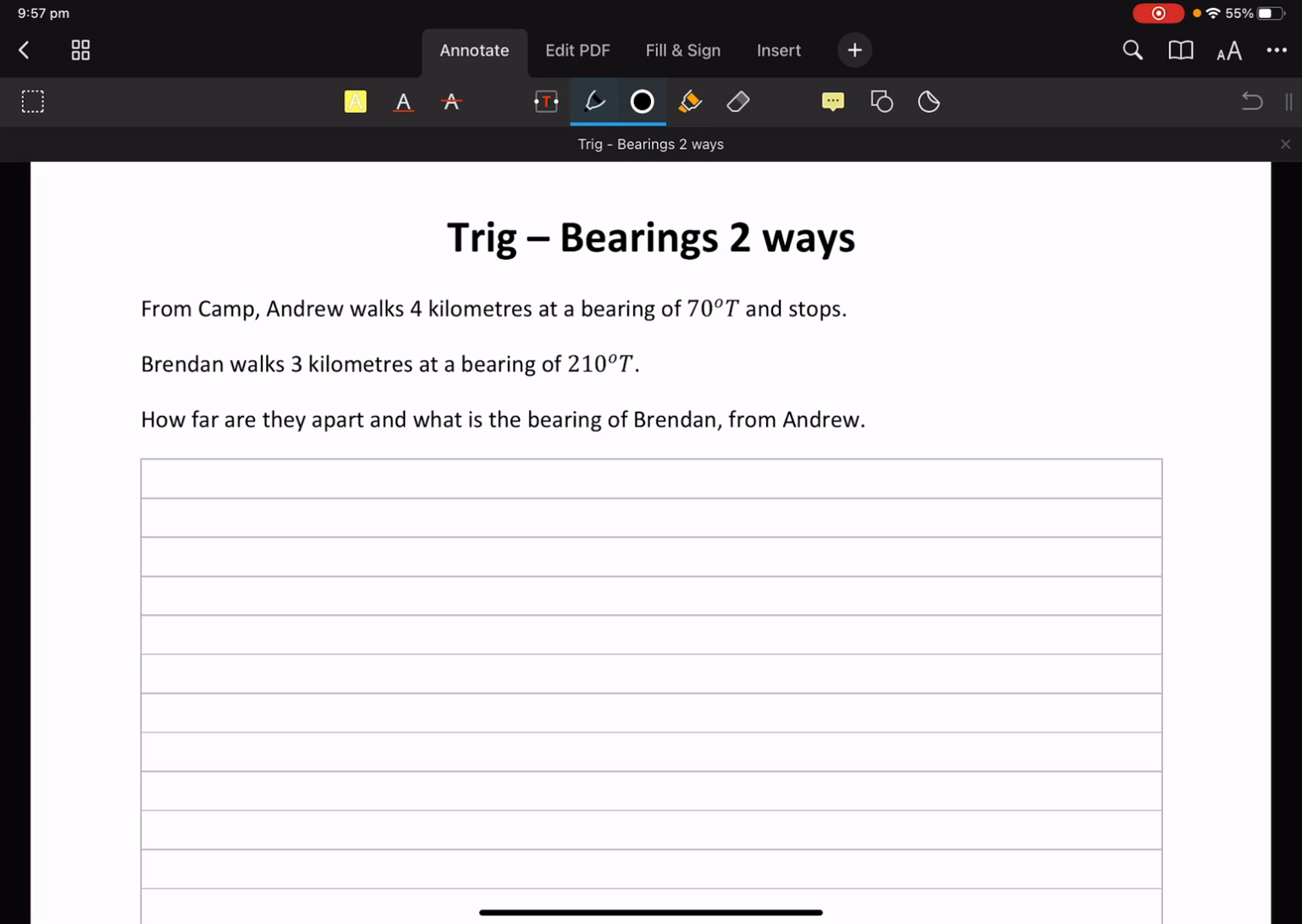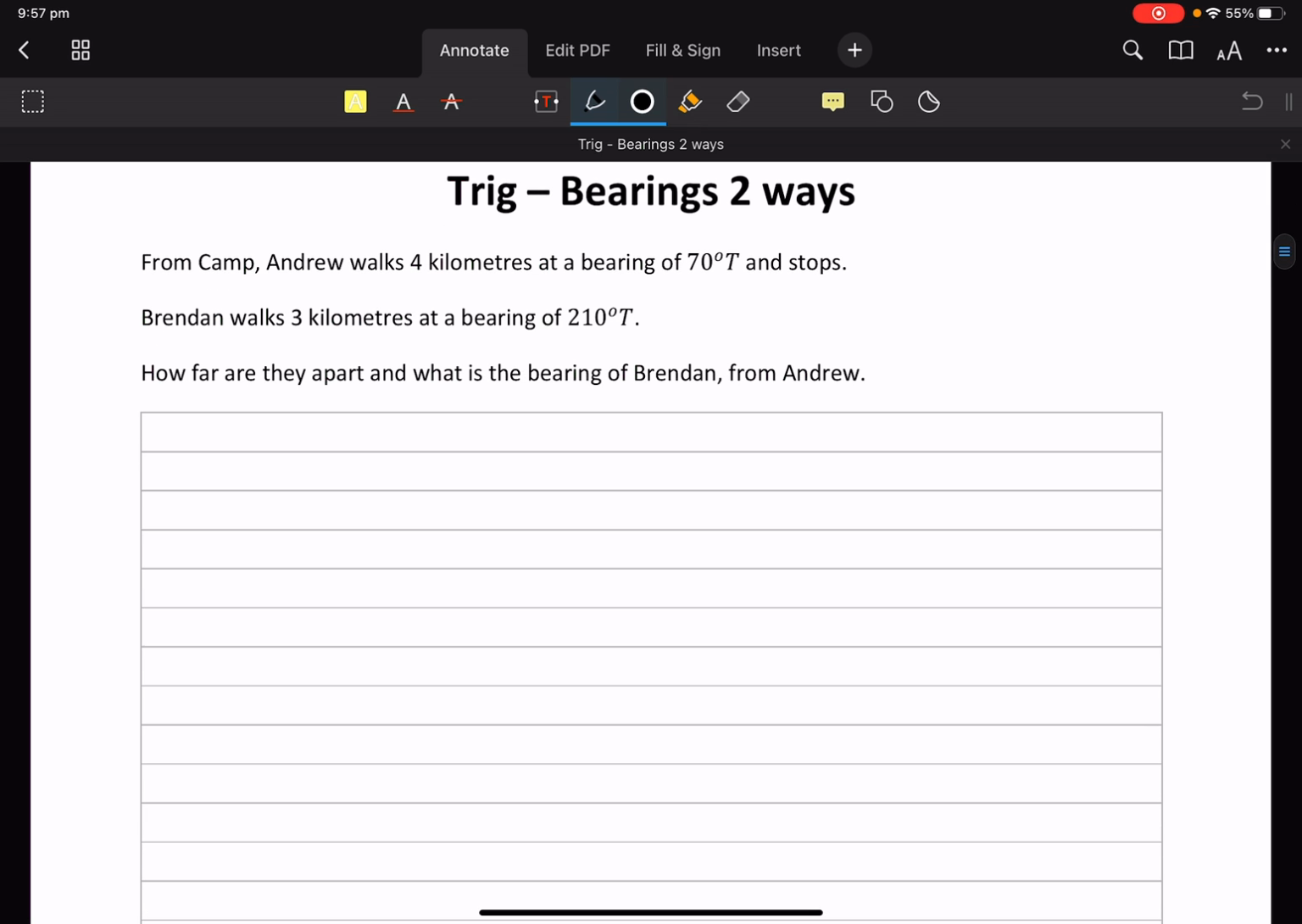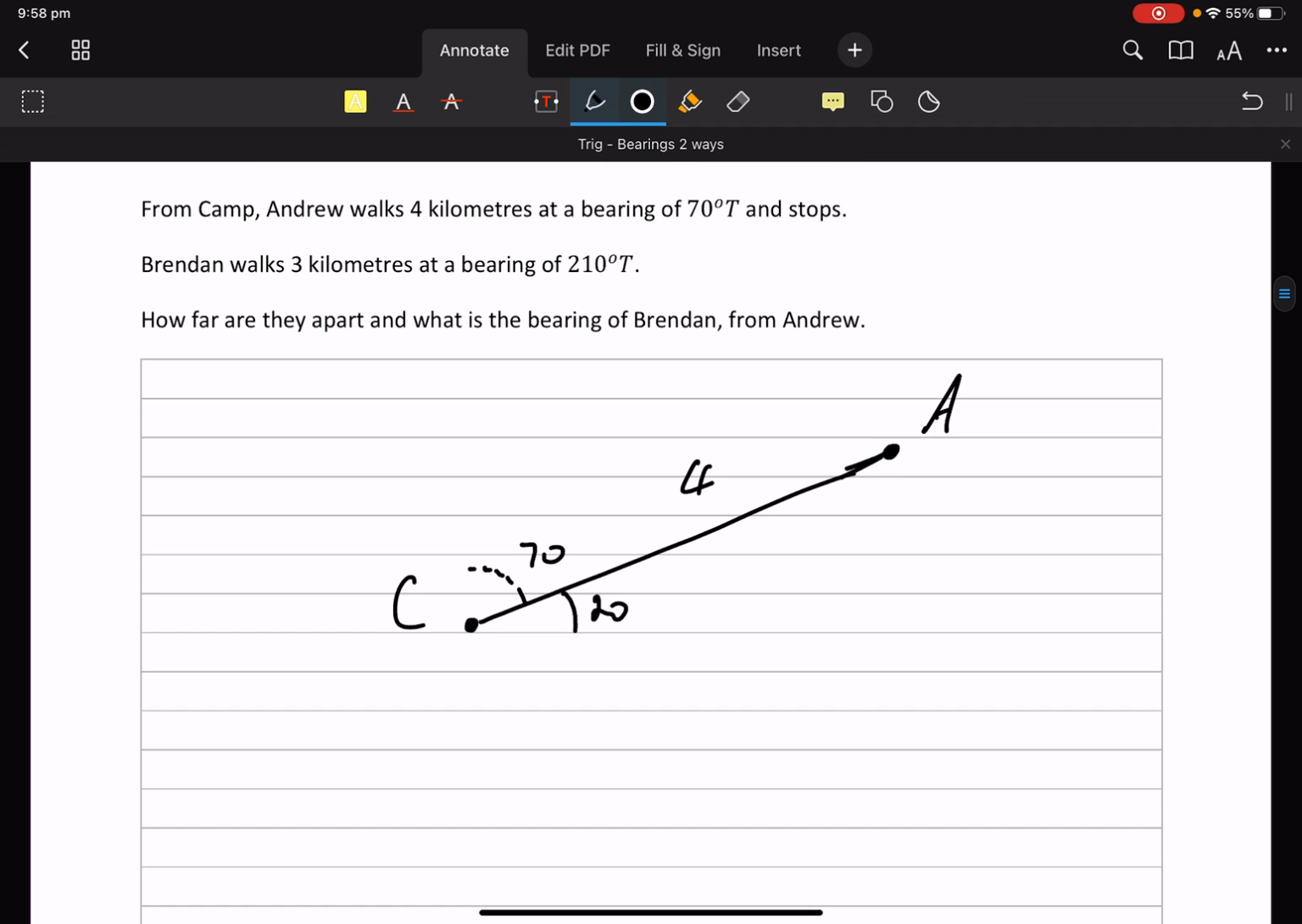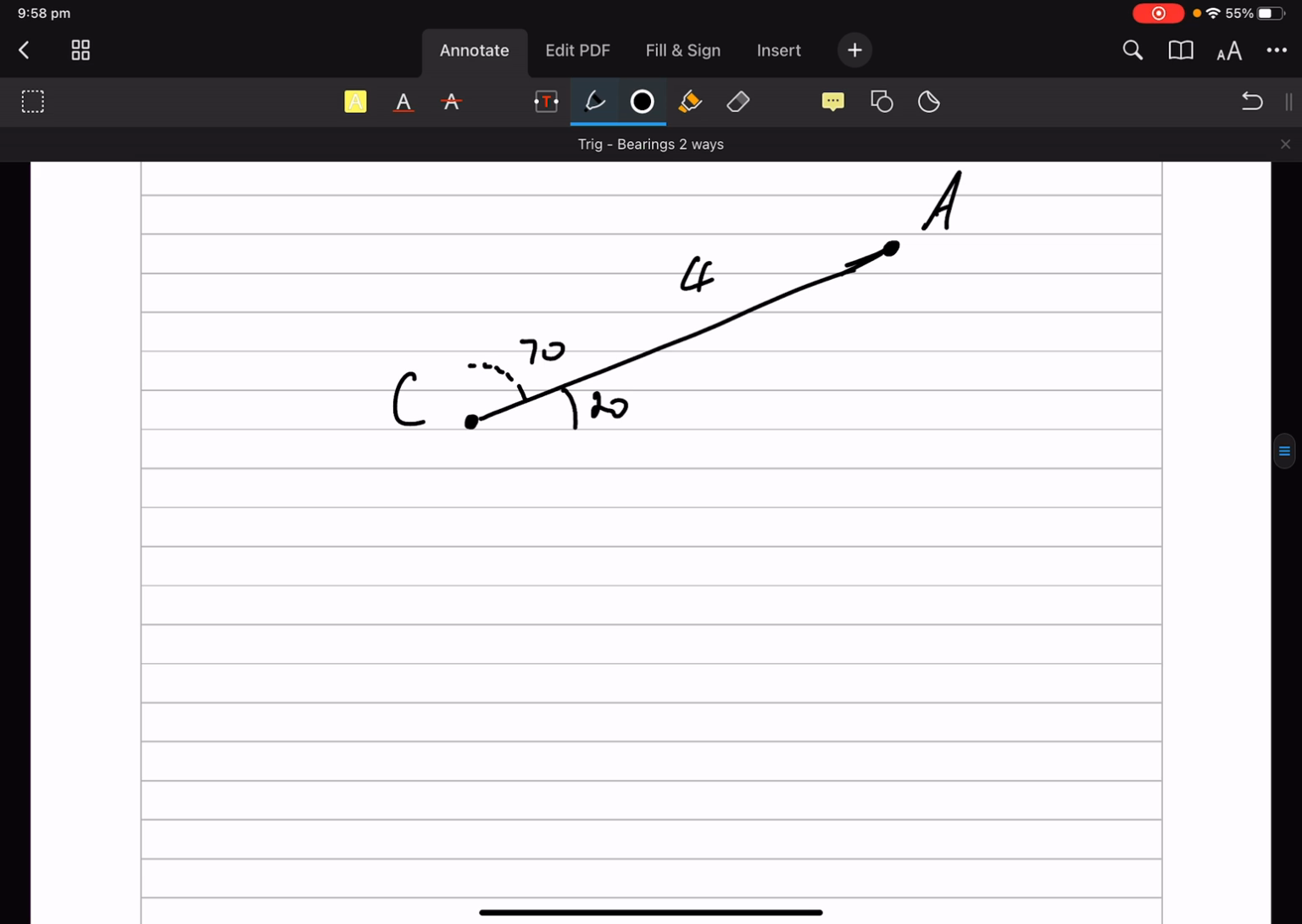Okay, bearings. We've got to start with a good diagram, so let's give it a shot. Camp, 70 degrees true. 4 kilometres out to Andrew, and that's 70, so that must be 20. Okay, Brendan, 3 kilometres, that's 210, so that must be 30.